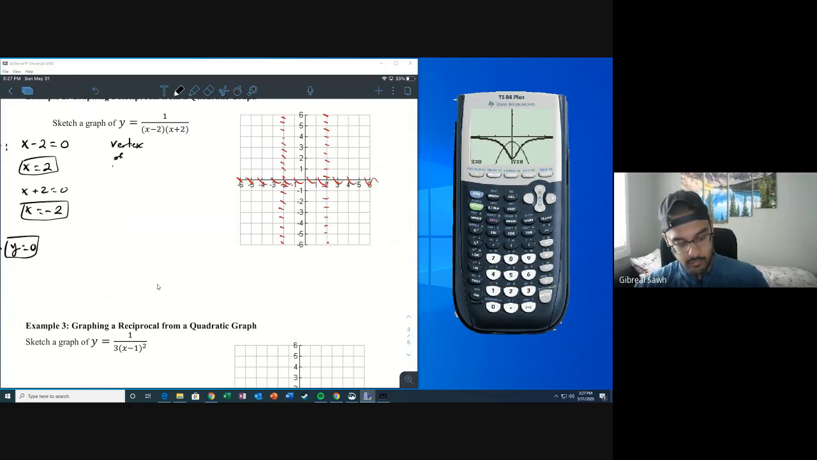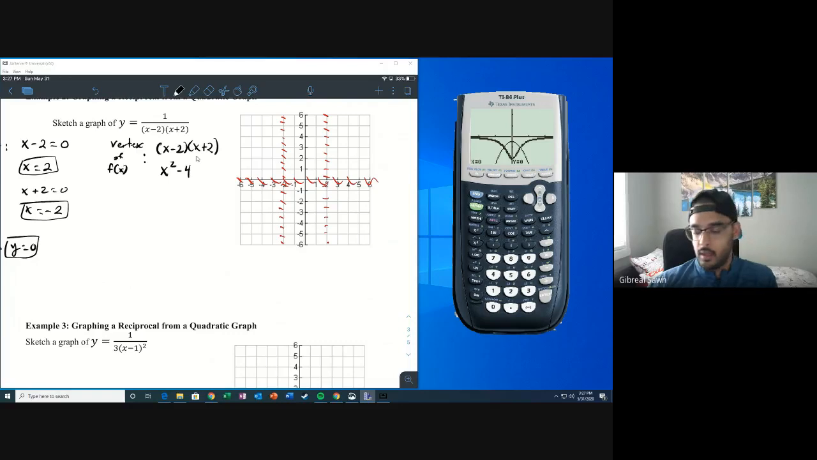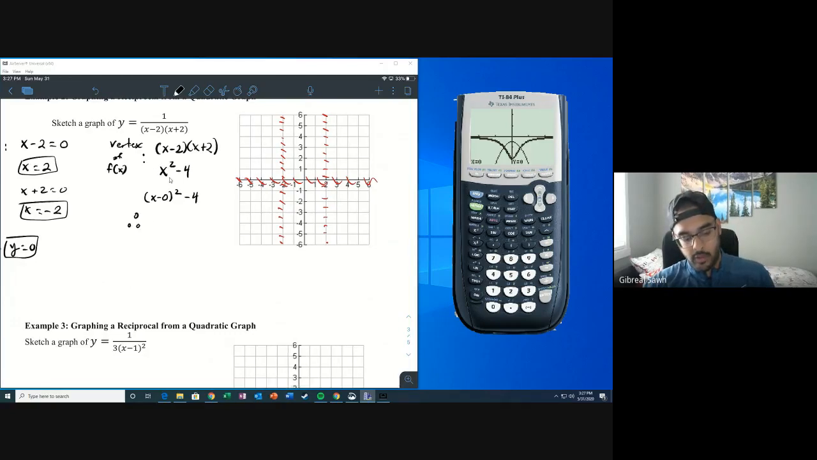Vertex of f of x. Okay, so if it's x minus 2 times x plus 2, this factored form is a difference of squares. So when I actually go to translate it back, that's going to be x squared minus 4. Now I do want to locate its vertex, so we can try to put it into that vertex form of a quadratic we had before, which will look like x minus 0 squared, again, minus 4. I've got an a value in front, which is just 1, because that's the coefficient of my x squared. So therefore, my vertex is 0, -4.